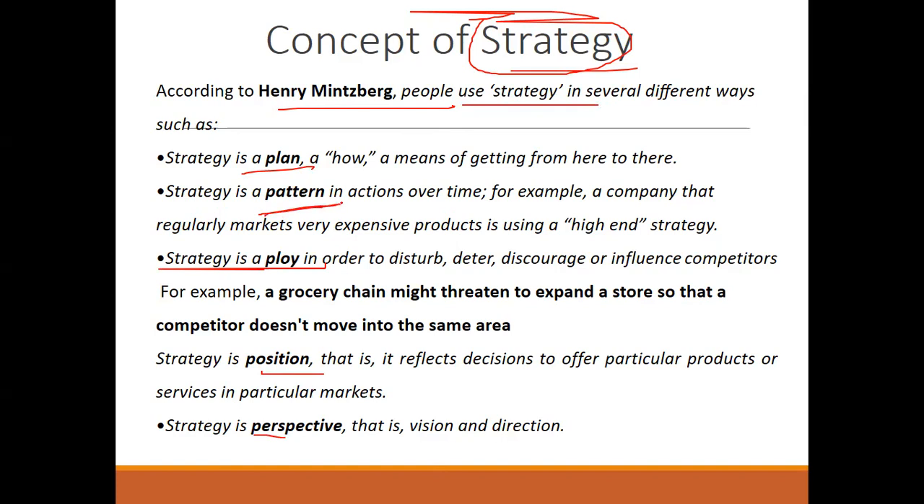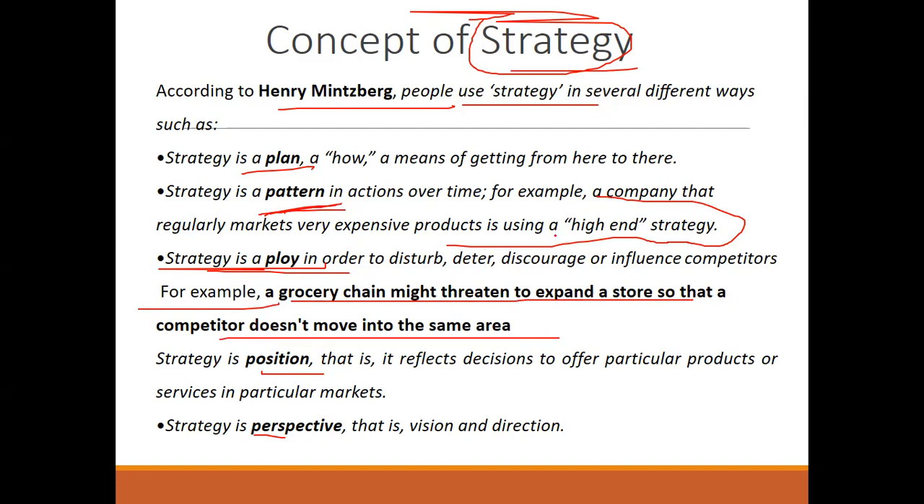Strategy is a pattern. It means that it is an action over time. For example, a company that regularly markets a very expensive product using a high-end strategy. That is nothing but a pattern of a company. Strategy is a ploy. When I say ploy, it is basically to discourage or influence the competitors. A grocery chain might threaten to expand a store so that the competitor does not move into the same area. It is a strategy which is done in order to discourage the competitors.